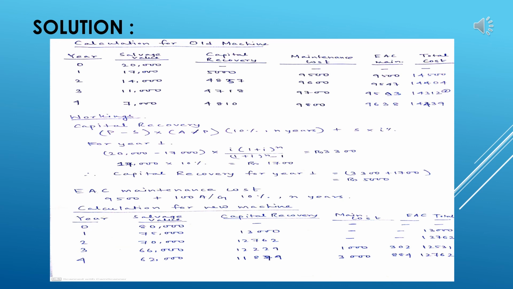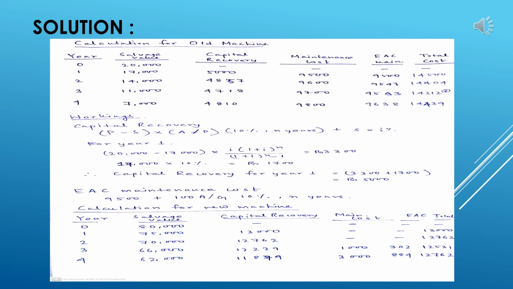Coming back to the same kind of calculation for the new machine, here also we will be finding out the capital recovery cost absolutely the similar way we have done it for year 1 for the old machine. If we do that, the capital recovery costs for the subsequent years will be 13,000, 12,762, 12,229 and 11,879. And if we calculate the maintenance cost here, in this case it will be just future worth turned back into annual worth, because there is no gradient part available to us.